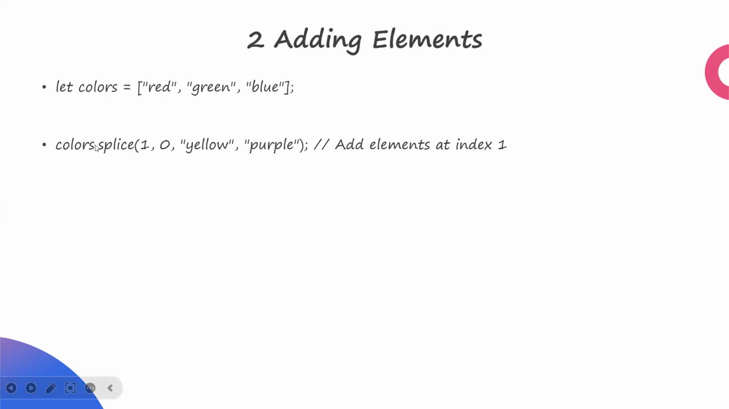So I could say start from index 1, remove nothing. That is, the delete count is 0. Don't remove anything. Start from index 1 and add yellow and purple. So you can now see index 1 is now yellow, purple, then green, blue.